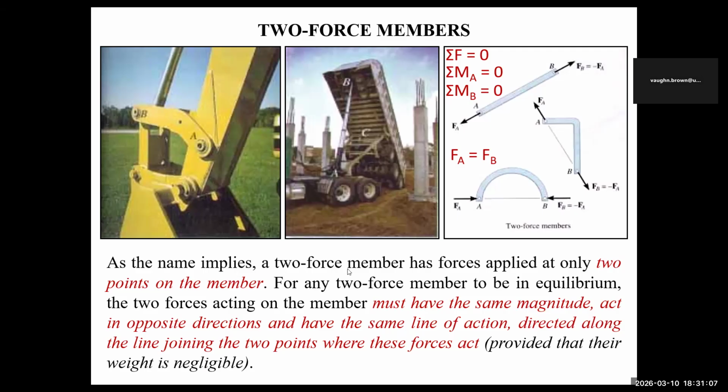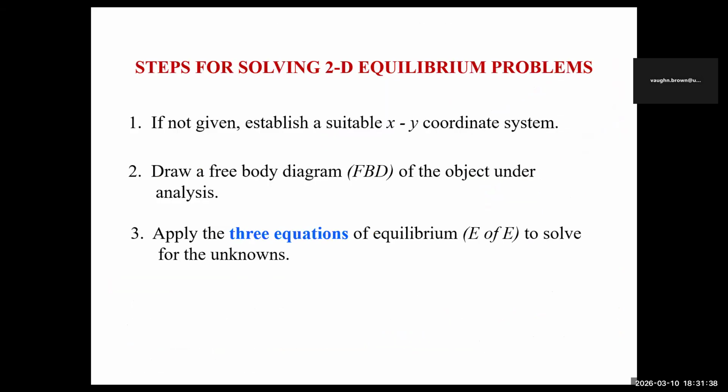As it implies here, two force members have forces applied at only 2 points on the member. For any two force member to be in equilibrium, the two forces acting on the member must have the same magnitude, act in opposite directions, and have the same line of action. So you can see the same line of action is directly along the line joining the 2 points where these forces act, provided that the weight is negligible. So the weight is negligible, we assume that.